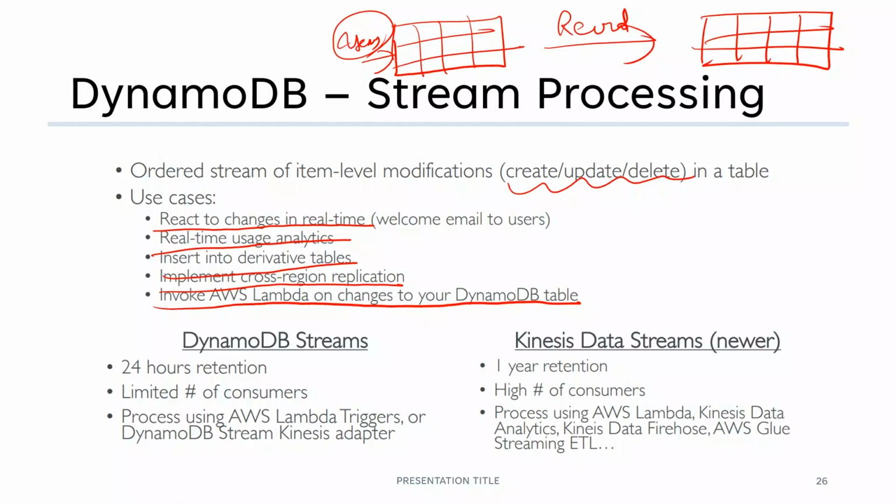Processing using AWS Lambda triggers or DynamoDB stream Kinesis adapter. Processing using AWS Lambda, Kinesis Data Analytics, Kinesis Data Firehose, AWS Glue. So basically, Kinesis Data Streams is a powerhouse of ETL tools: extract, transform, load. That is why nowadays it is preferred more over DynamoDB Streams, but it doesn't mean that DynamoDB Streams is gone altogether. Okay, so that is the difference between these two things.